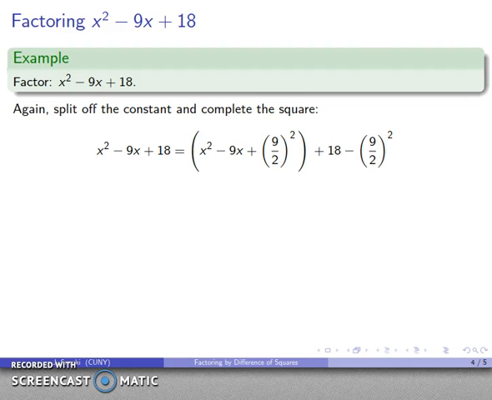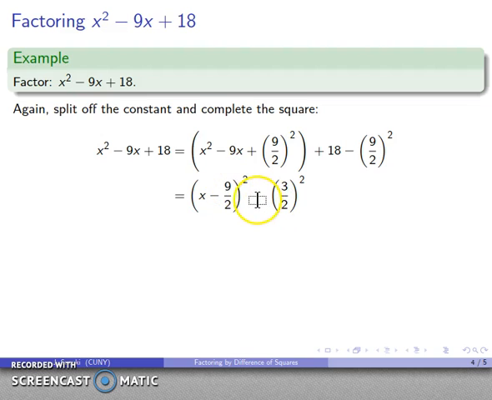And if you remember how that works, we take half of our constant, square it. I'm going to add 9 halves squared, and if I've put it in, I have to take it out. So I've added 9 halves squared, I have to take out 9 halves squared. And after all the dust settles, so I convert the fractions, that's minus 9 fourths, and that is a perfect square.